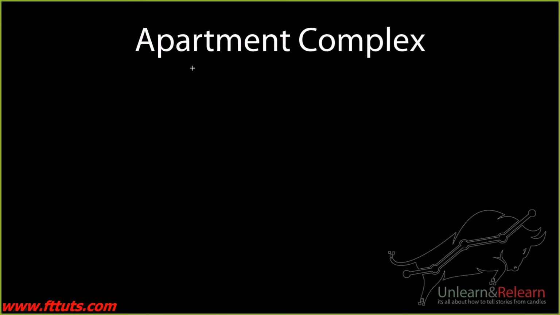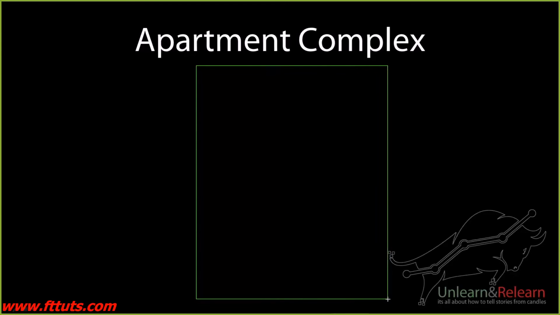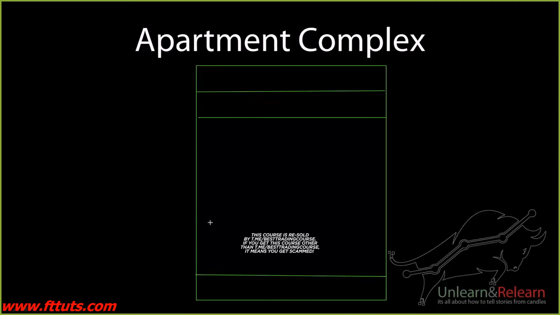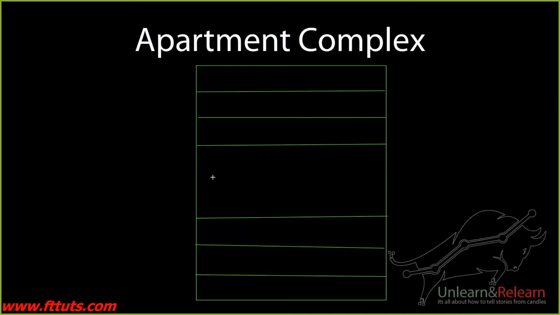So apartment complex. Let's say you have an apartment complex right over here. And let's say this is your apartment right here, right? In this apartment, you have different levels. So you have one level up over here. You have another level down over here. And then you have a second level over here. And then you have a third level over here. And then you have another level, and then you have another.